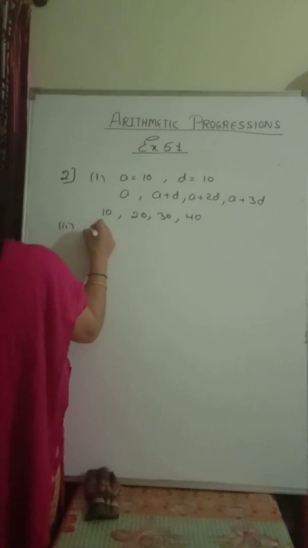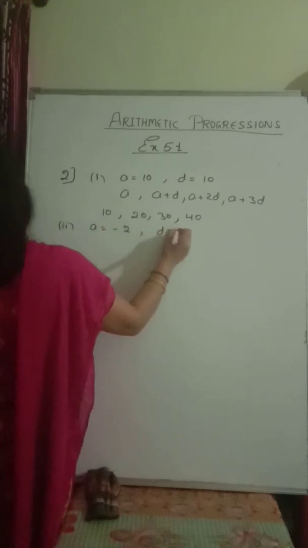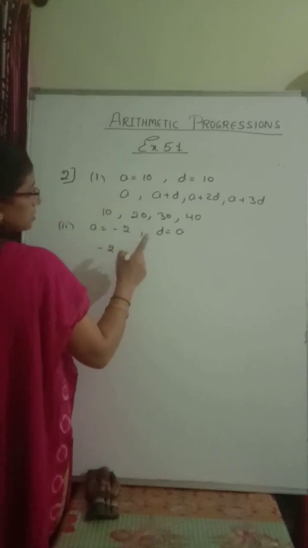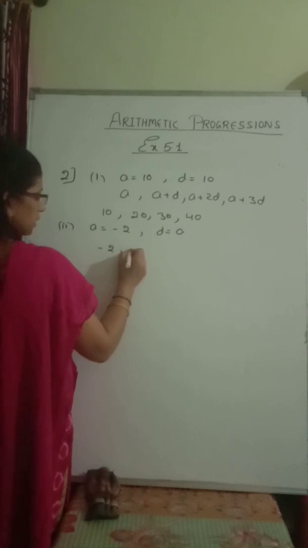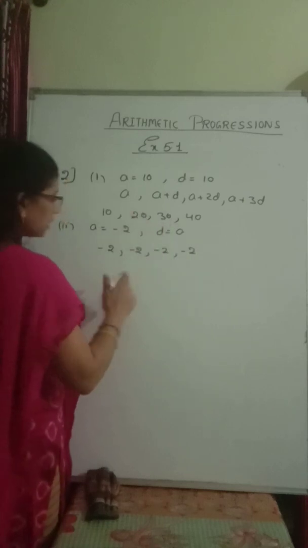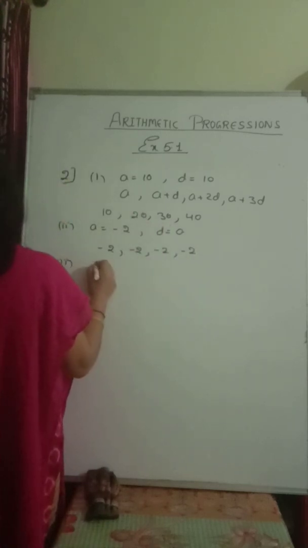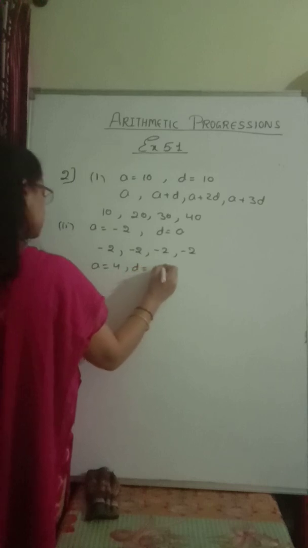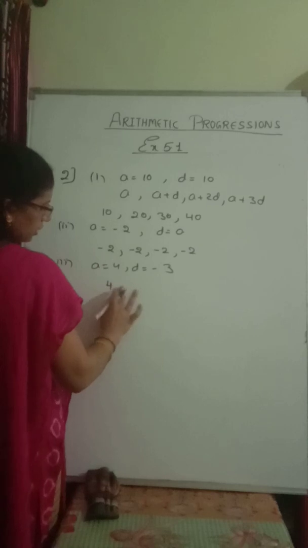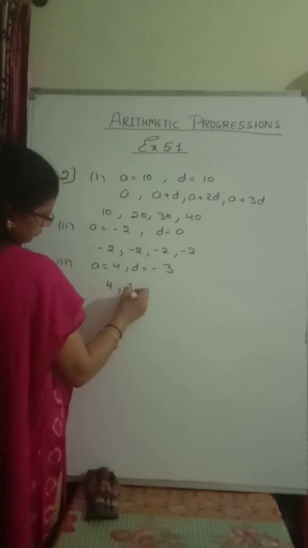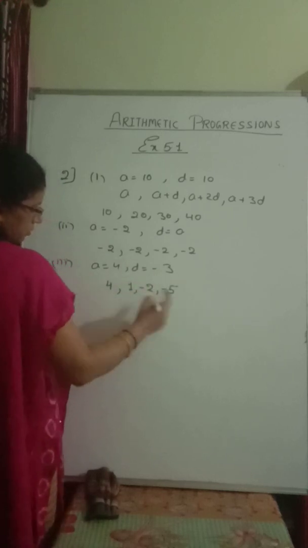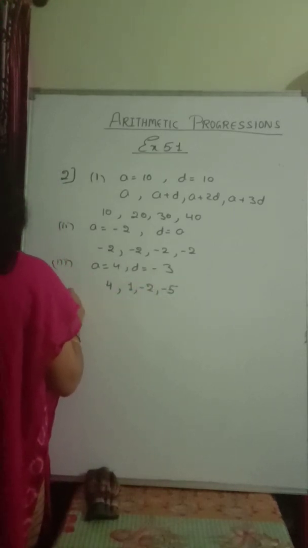The second part: A is equal to minus 2, D is equal to 0. So we have minus 2 plus 0, minus 2, minus 2 plus 0, minus 2, minus 2 plus 0, minus 2. 1, 2, 3, 4 terms. The third part: A is equal to 4, D is equal to minus 3. So first, A is 4, and we have to add minus 3. 4 minus 3 is 1. 1 minus 3 is minus 2. Minus 2 minus 3 is minus 5. These are the first 4 terms.